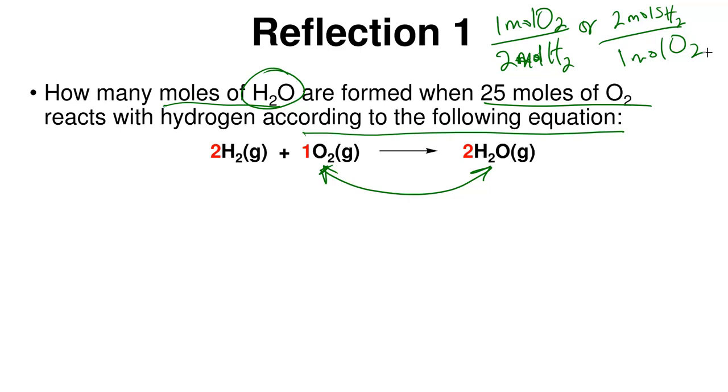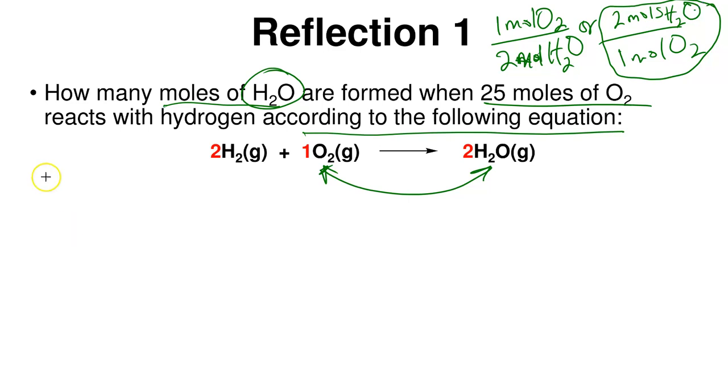So since we're looking for the moles of water, remember this is 2 moles of H2. I didn't put it there. 1 mole of this is H2O, please. So it's 1 mole of oxygen over 2 moles of H2O, and then 2 moles of H2O over 1 mole of oxygen. So we're going to be using this conversion factor because that's what we need when we're solving for the moles of water molecule.